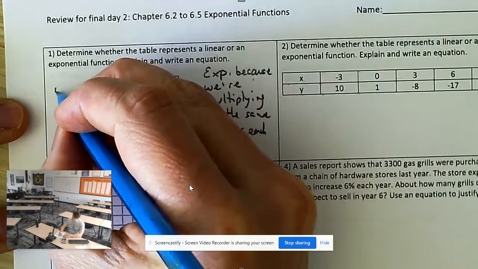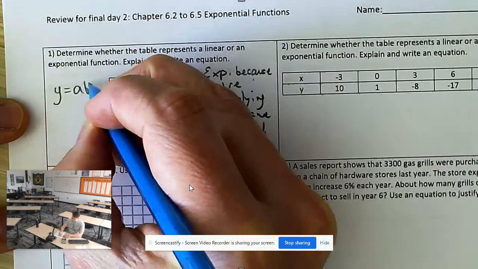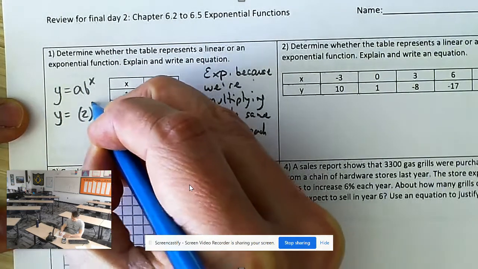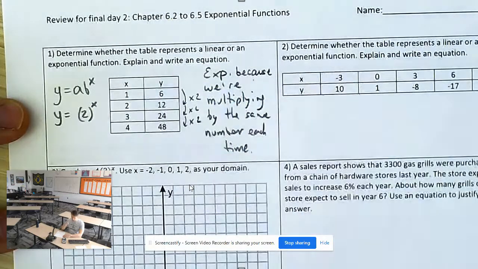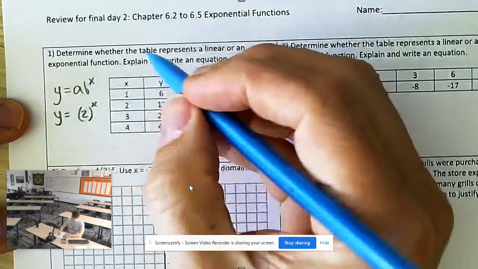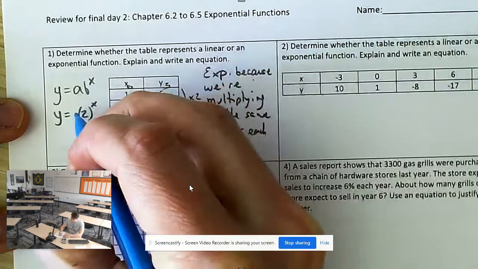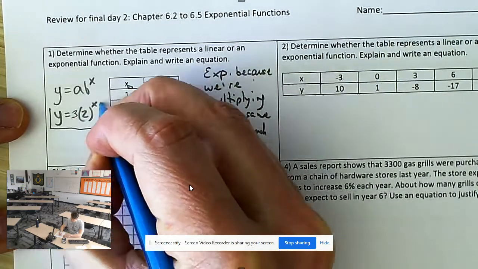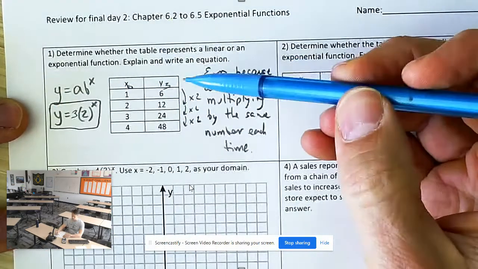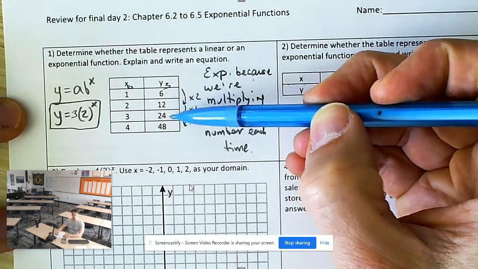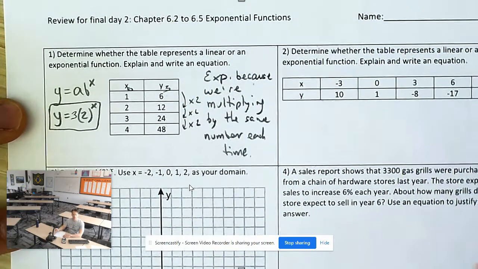Well, the equation is going to look like this. Y equals a times b to the x. B is the number you're multiplying each time. In this case, it's 2. A is your initial amount. Your initial amount is at 0. So if there were a 0 here, this number here would have to be 3. And therefore, your answer is y equals 3 times 2 to the x. So we start at 3 and we go times 2 to get 6, times 2 to get 12, times 2 to get 24, and so on.